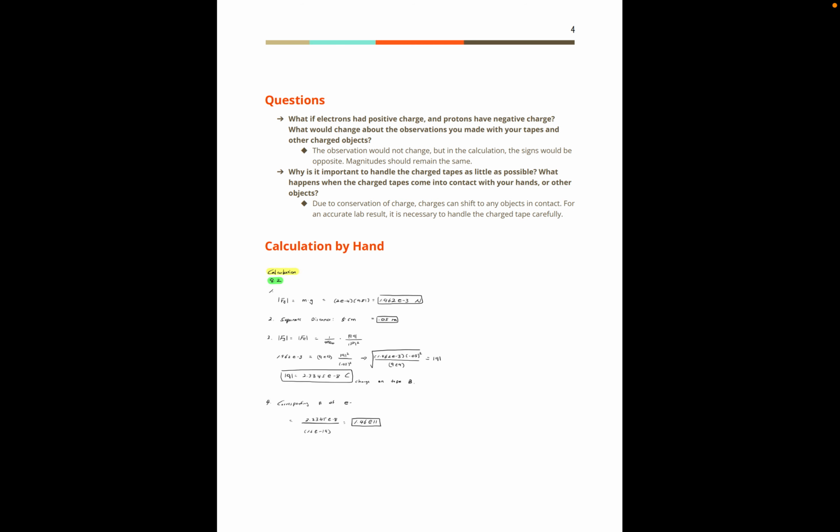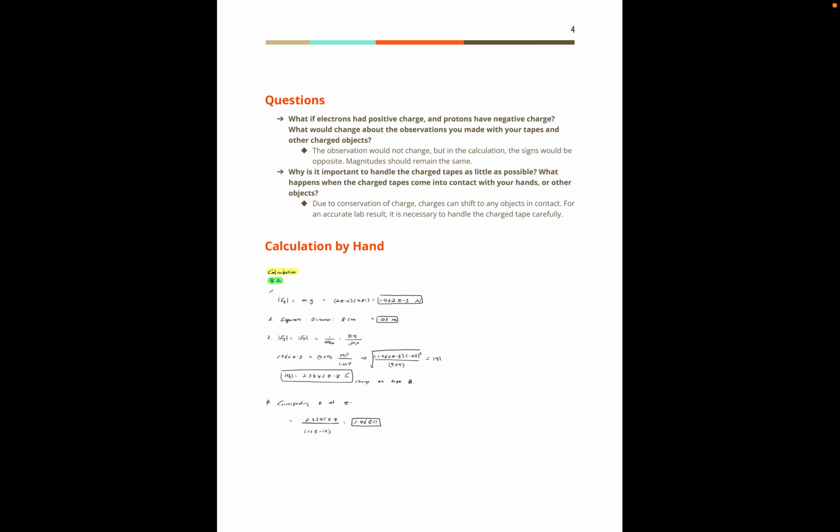So 2 main questions. One is what if electrons had positive charge and protons have negative charge? Then the observation would not change, but in the calculation part, the signs would be different or opposite. But since we're looking for the magnitudes, it should not affect the result.